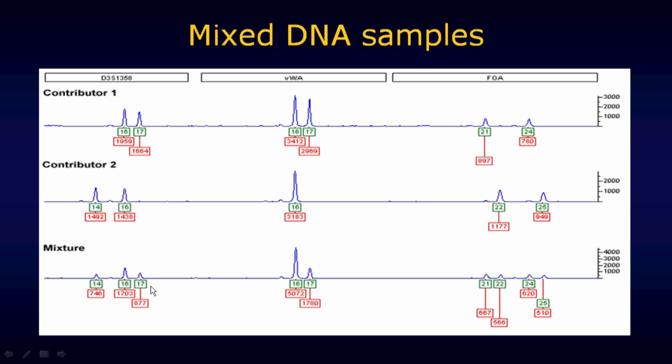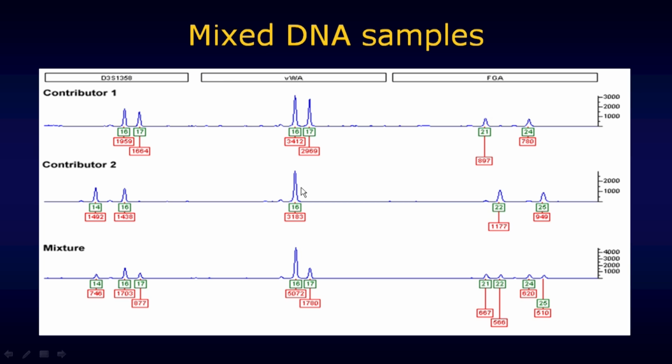And that shouldn't be too surprising, because if you look back at what these 2 contributors had to contribute, you'll see that contributor 1 has a 16 and a 17 that they can bring to this party, and contributor 2 has a 14 and a 16 that they can contribute to the mix. And so what do we see? We see a 14, a 16, and a 17 in that 2-person mixture.